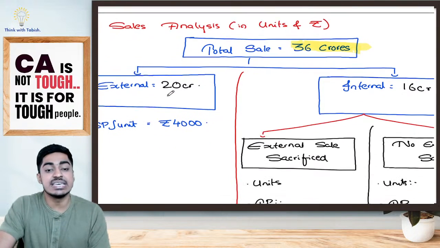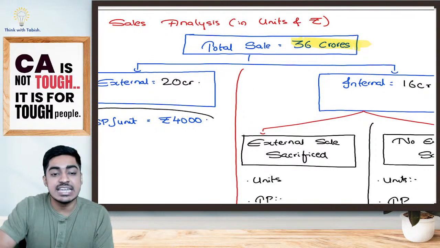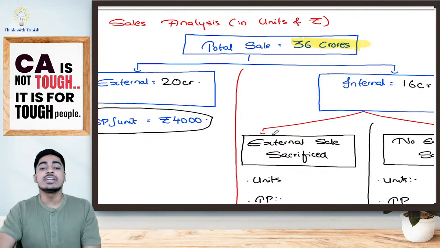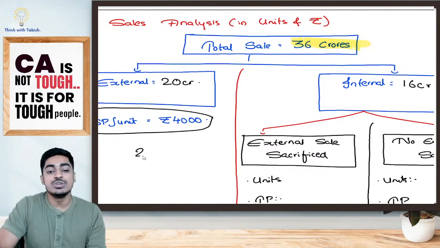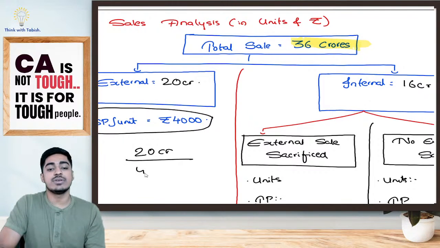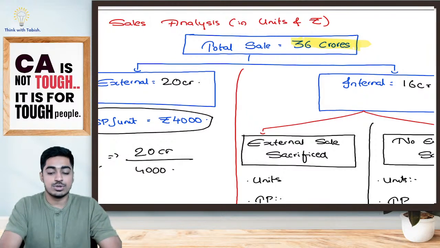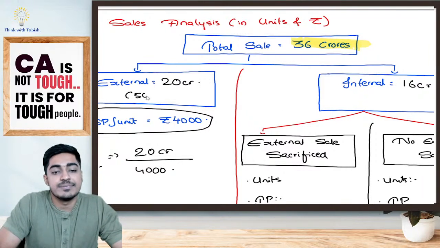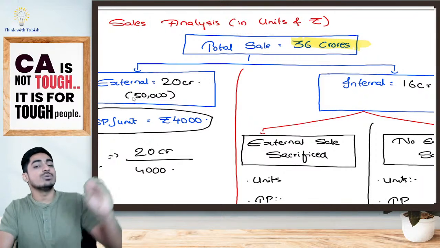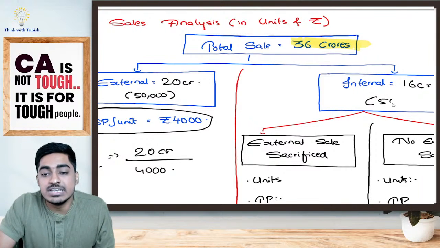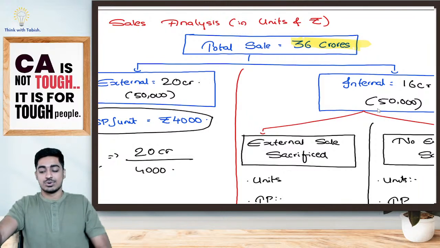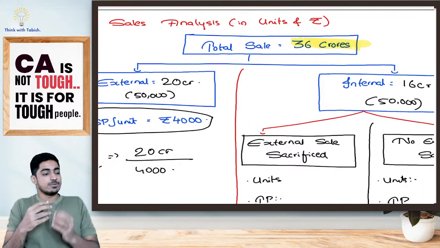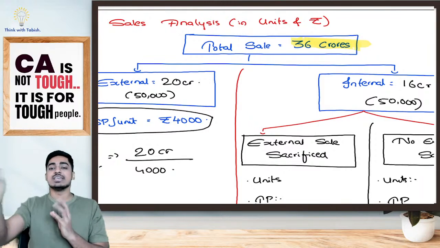Now external sales, we are making at a selling price of 4,000 rupees per unit. So how many units would we have sold? 20 crore divided by 4,000 rupees per unit gives the number of units. How many units are we selling, students? Yes, we are selling 50,000 units outside. That means the balance 50,000 units we are selling inside. So total capacity is 1 lakh, out of which 50,000 I am selling outside, 50,000 inside.